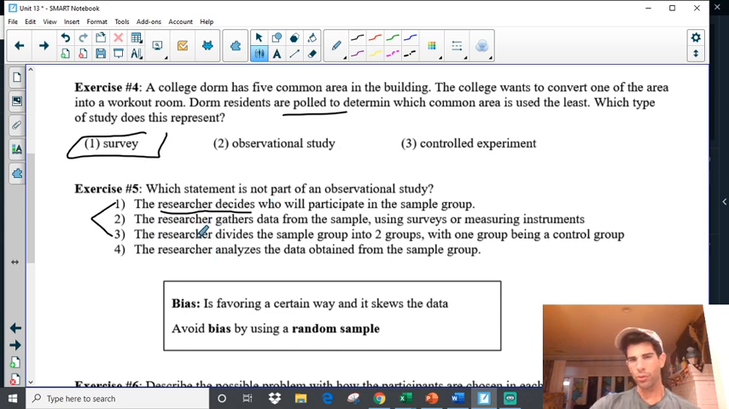Now, that's why this one's a little not fair, because the researcher divides the sample group into two groups. Is he kind of looking at who he's picking? So they should kind of word that one better. So if you pick 1, great. If you pick 3, that's great too. That's okay. We're just trying to learn over here.